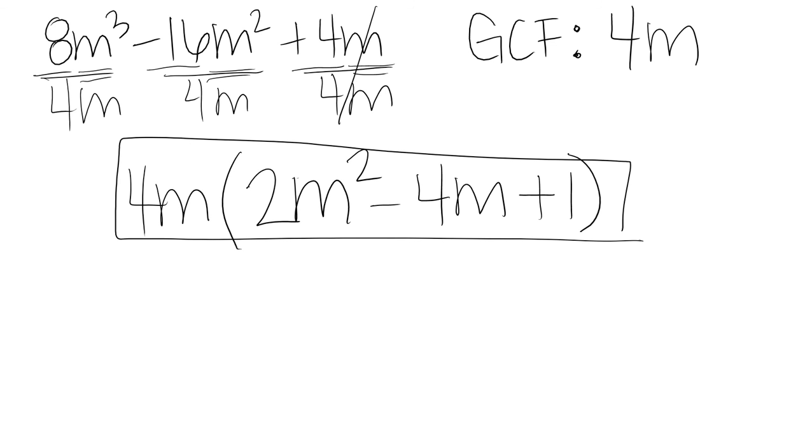Now, there are 2 ways to kind of quickly check and make sure that you did it right. We already talked about before, I could distribute the 4m to everything and check and make sure that I get the original problem. You also always want to look at what's inside of your parentheses and make sure that none of those terms have anything in common. If the terms have something in common, then you haven't factored it all the way and you have a higher GCF.